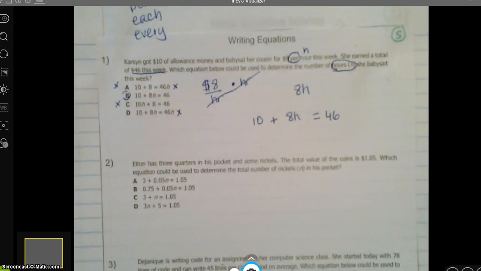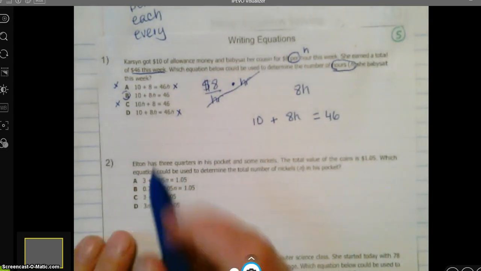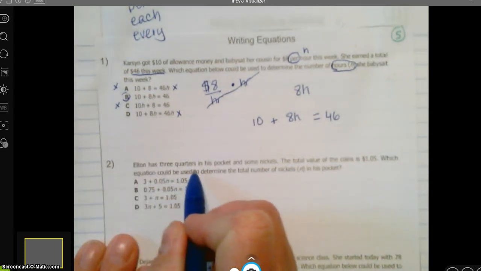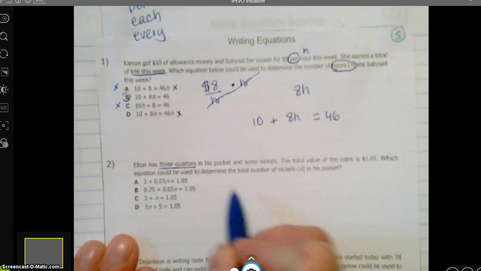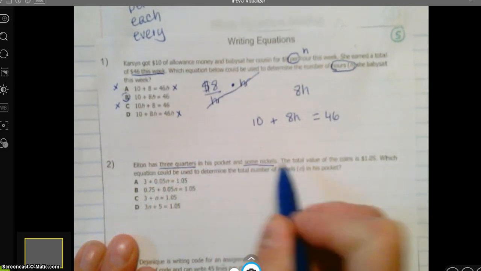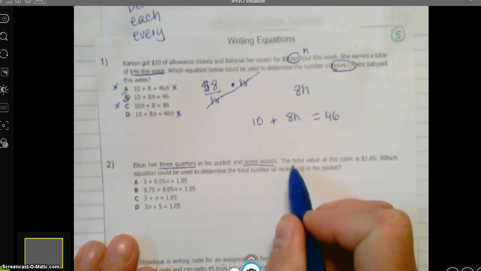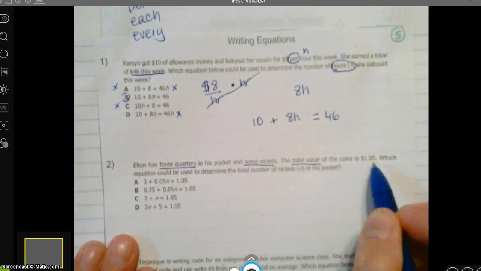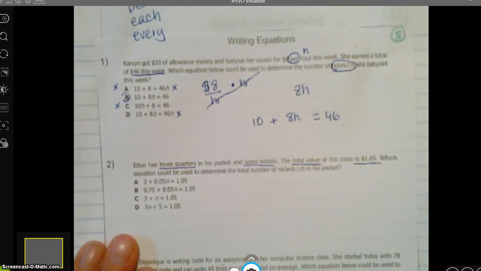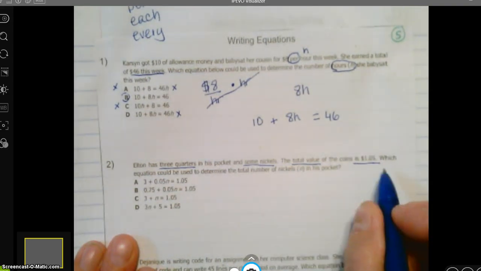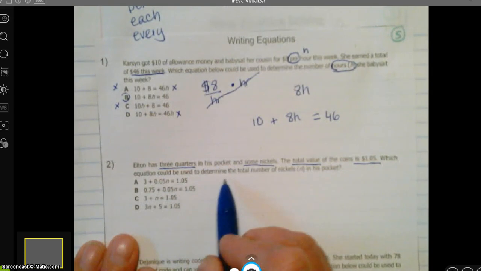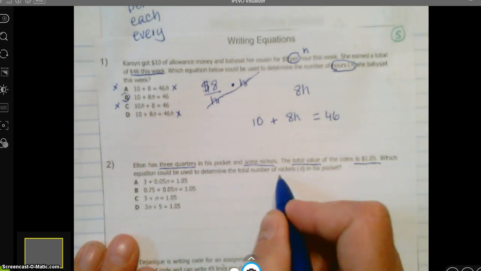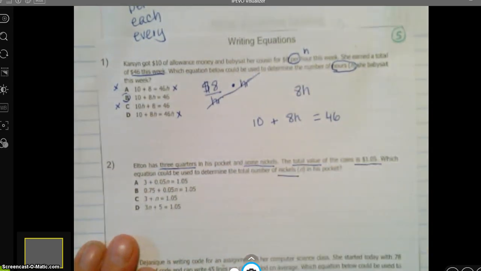Okay, so now we're going to look at number 2. And this says, Elton has 3 quarters in his pocket, and he has some nickels. The total value of the coins is $1.05. So that is telling me something right there that's very important. Which equation could be used to determine the total number of nickels in his pocket?